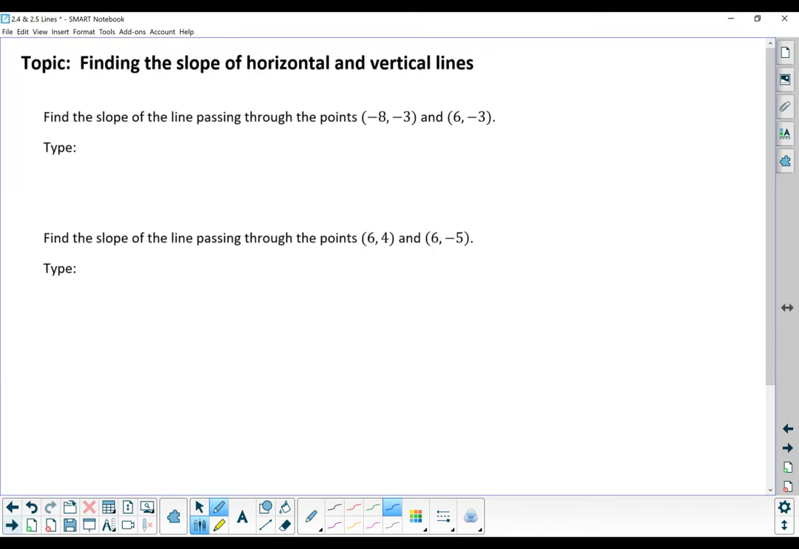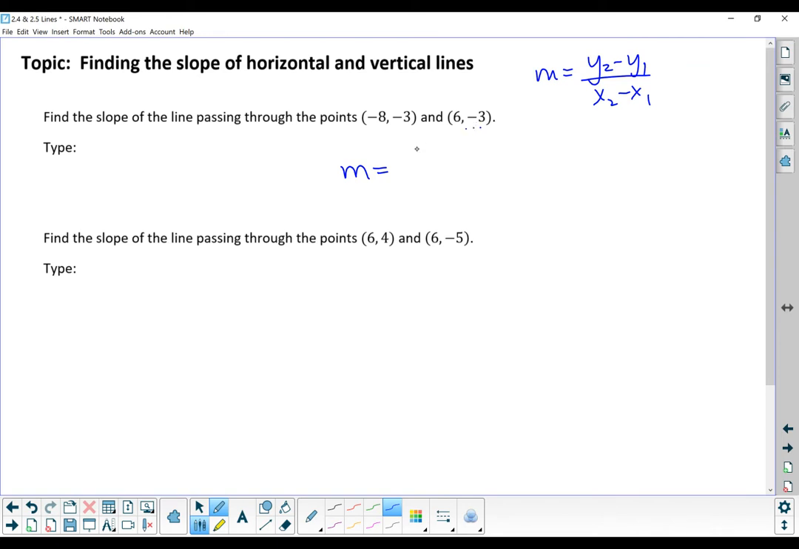So we're going to find the slope through 2 given points using that slope formula. And then we have to classify it as horizontal or vertical. So the slope is y minus y over x minus x. It doesn't matter which point you think of as point 1 and which point you think of as point 2, as long as you're consistent and put the x and y of the first point first and the x and y of the second point second.